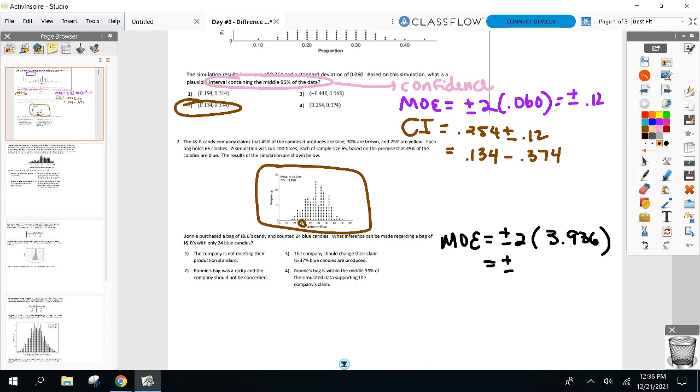People are going to freak out today when I don't give you that little box on the dot plot with the mean and standard deviation, and we've got to figure it out anyway. What happens if that's not given to you today? Panic.